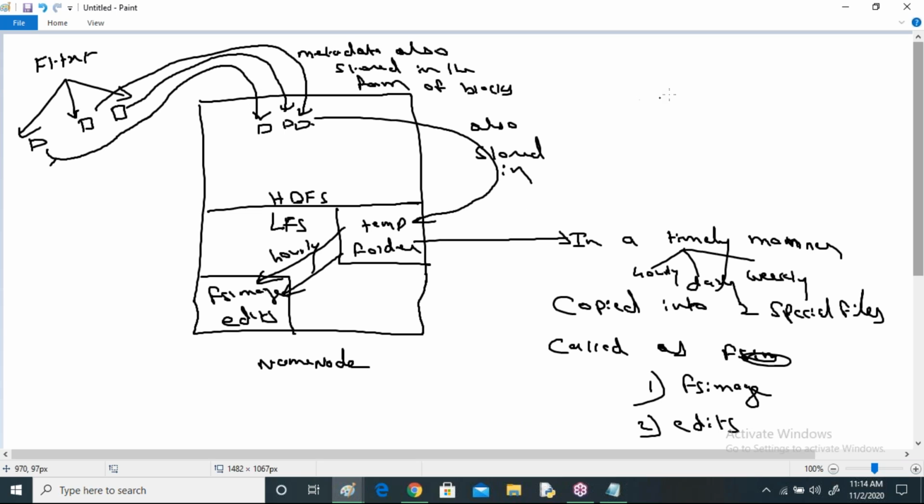Understood, everyone? Any queries here? Fine. Next. Sir, about the temp folder copying, periodically it is moving into special files. So how secure is it? If the metadata is available in the temp folder, it could be read. That's the reason it is stored only temporarily.